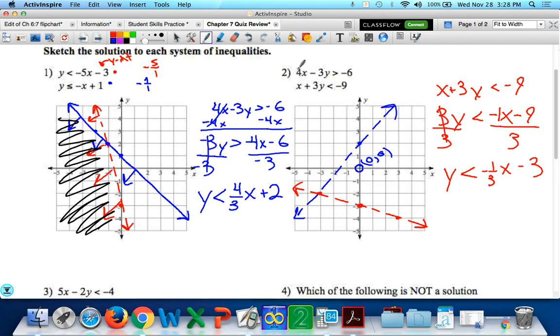Well, when I plug 0, 0 into this equation, I get 4 times 0 minus 3 times 0 is greater than negative 6. That would be 0 is greater than negative 6, and that's a true statement. So that means I'm going to shade everything that has the point 0, 0, everything on that side of the line. That would be this side of the line, so I just shade everything on the below side of this.